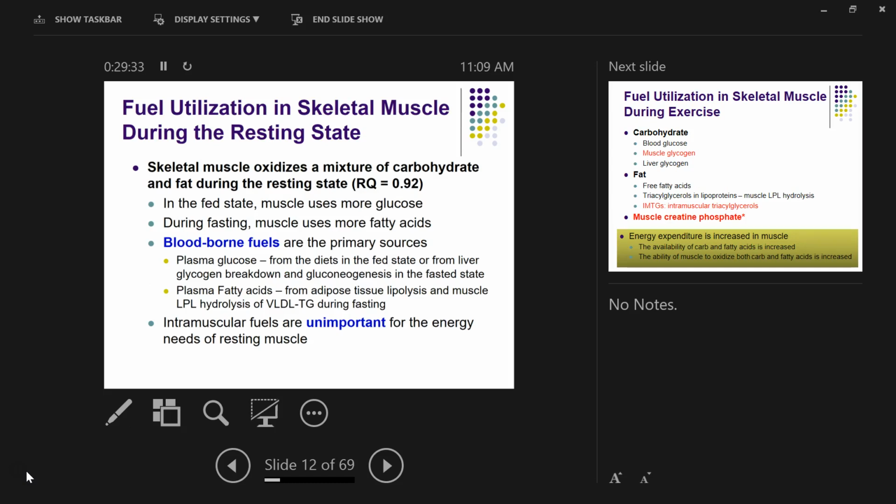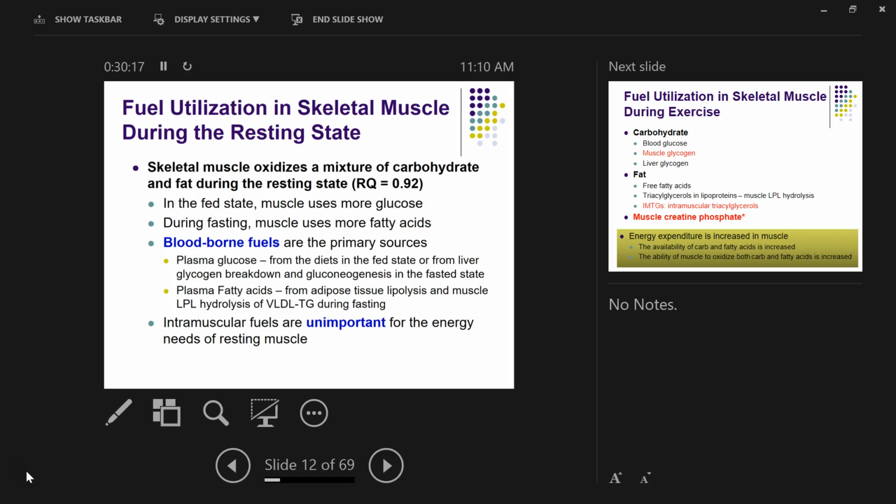So fuel utilization in skeletal muscle during the resting state that we talked about before: in the fed condition, muscle usually uses more glucose, and the fasting condition utilizes more fatty acids for energy. Another important thing is that muscle cells usually use a mixture of carbohydrate and fatty acids for energy. They are able to use both carbohydrate and fatty acids.